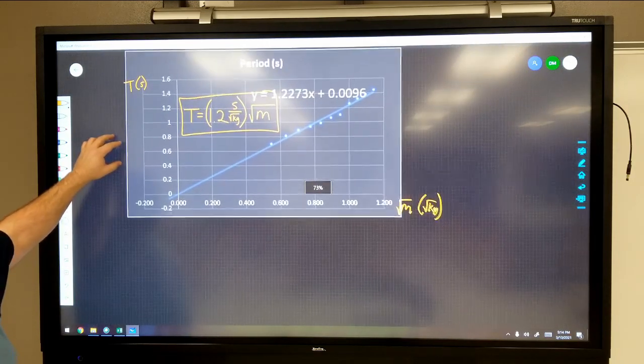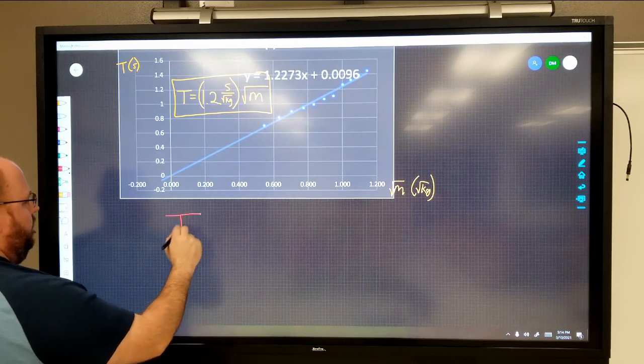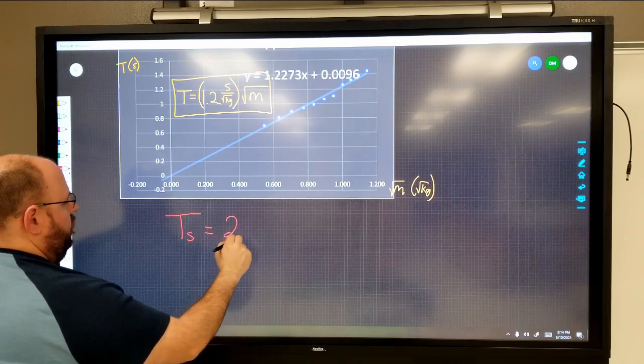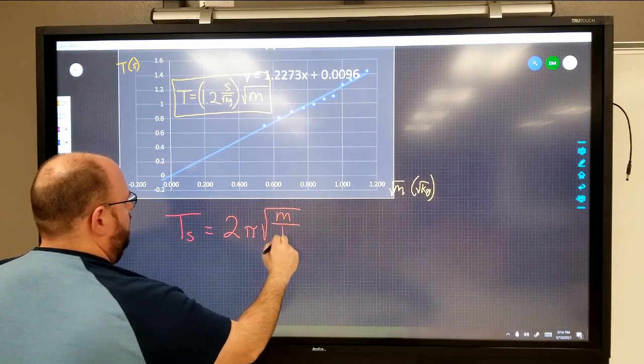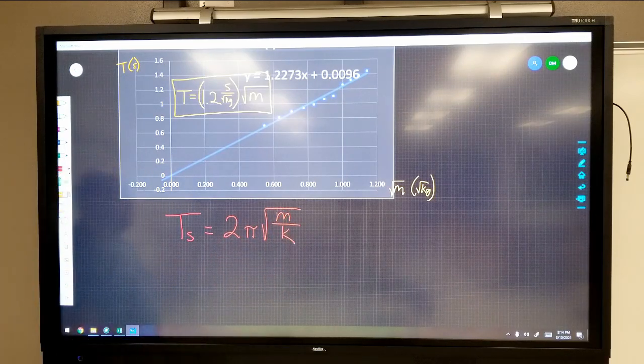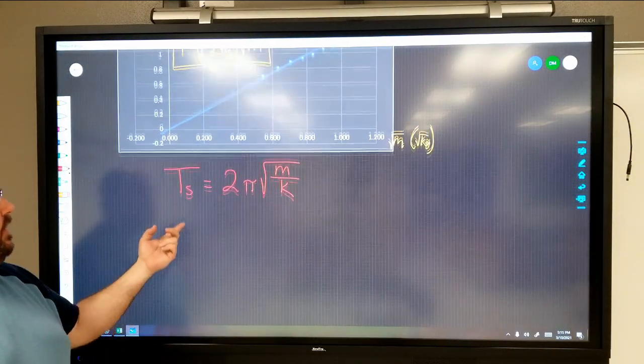So I talked earlier about the theory, like theoretically, that should be a straight line. In theory, t equals, for a spring, 2 pi times the square root of m over k, where k is our spring constant. So what I might want to do with this data now is get the spring constant and confirm that the spring constant I get matches the spring constant that's on the box. That'd probably tell me that the physics I'm teaching you right now is correct.